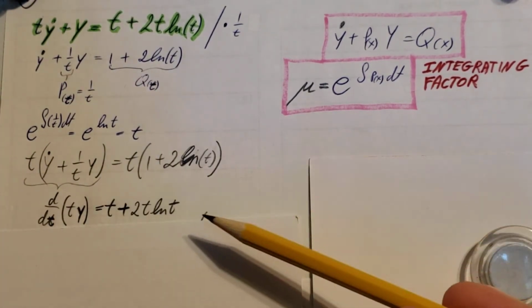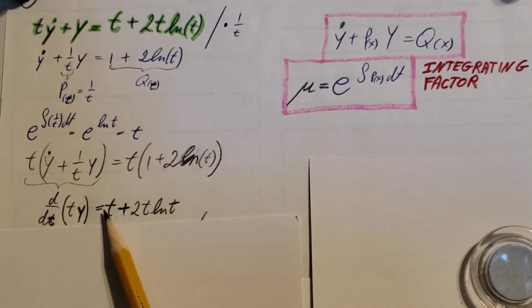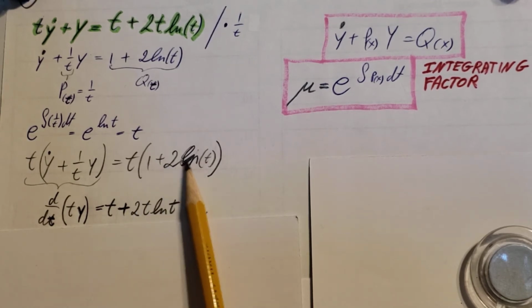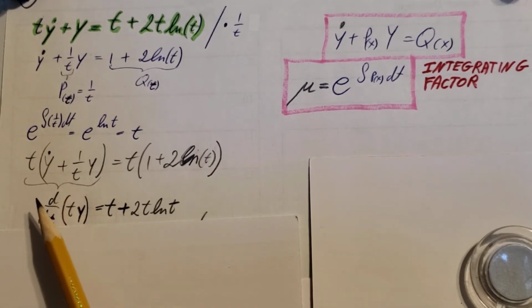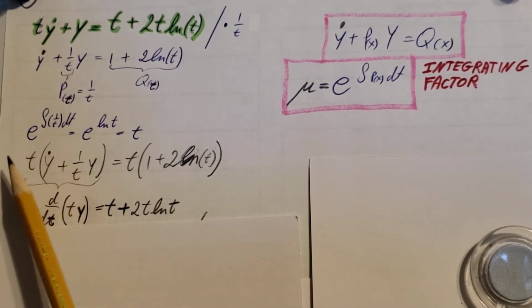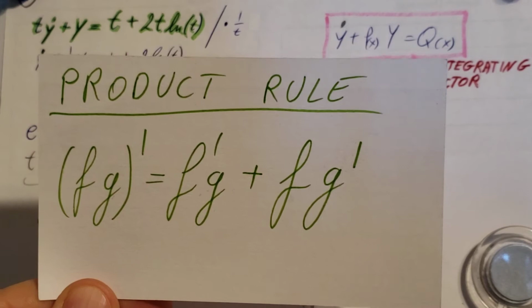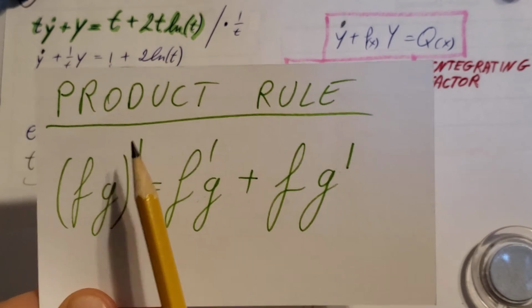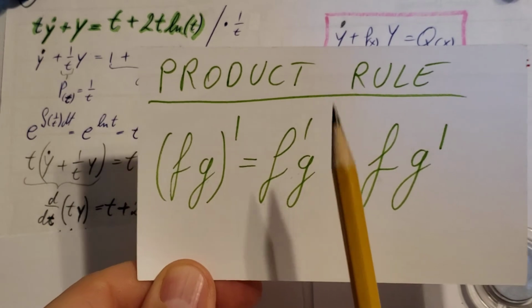Now for the next step, d over dt of (ty) equals, and here t times, just multiply it out, t times 1 is t, t times 2 ln t is 2t ln t. Now on this side, what happened on this side? Well, all you have to remember is that this turns into this because of the product rule. Remember when we had to multiply these two and then take the derivative? Then it gave you this.